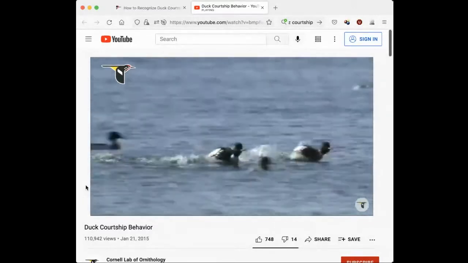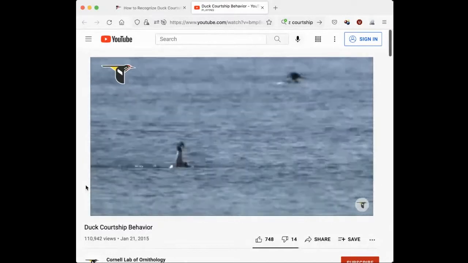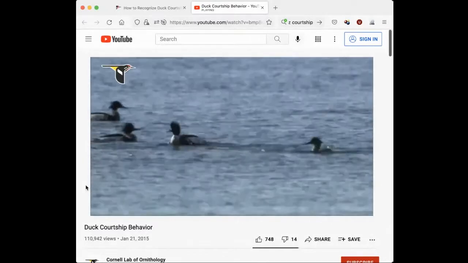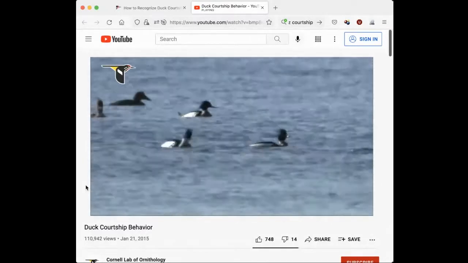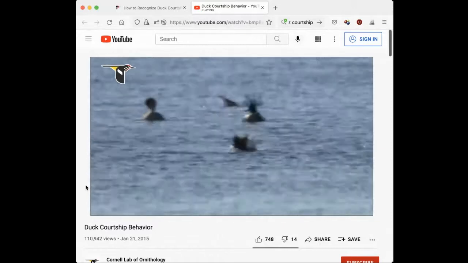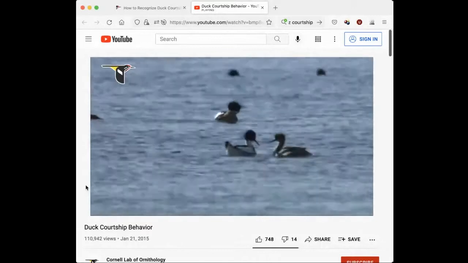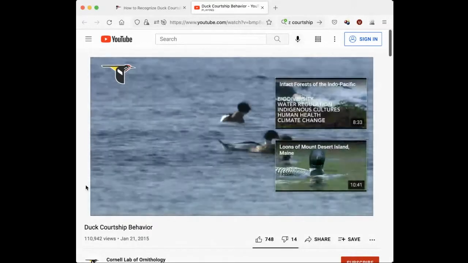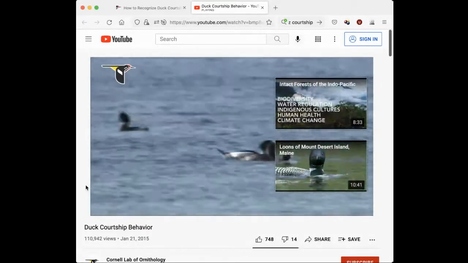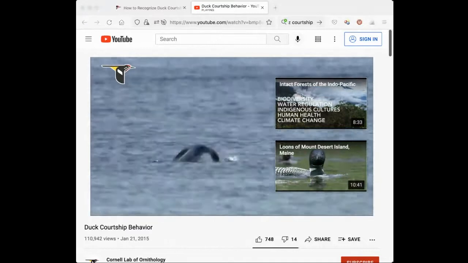In these mergansers, the males have the white wings and the green heads, and the females have sort of brown heads. So there's a female on the left, and then there's a pair. So the female's doing the behavior, then the male's doing. Anyway, so these are courtship behaviors, courtship rituals.